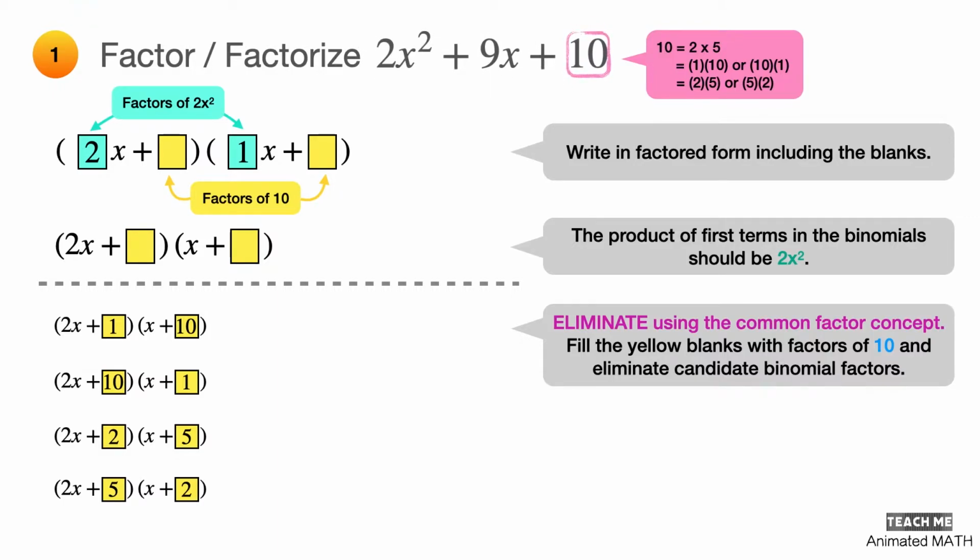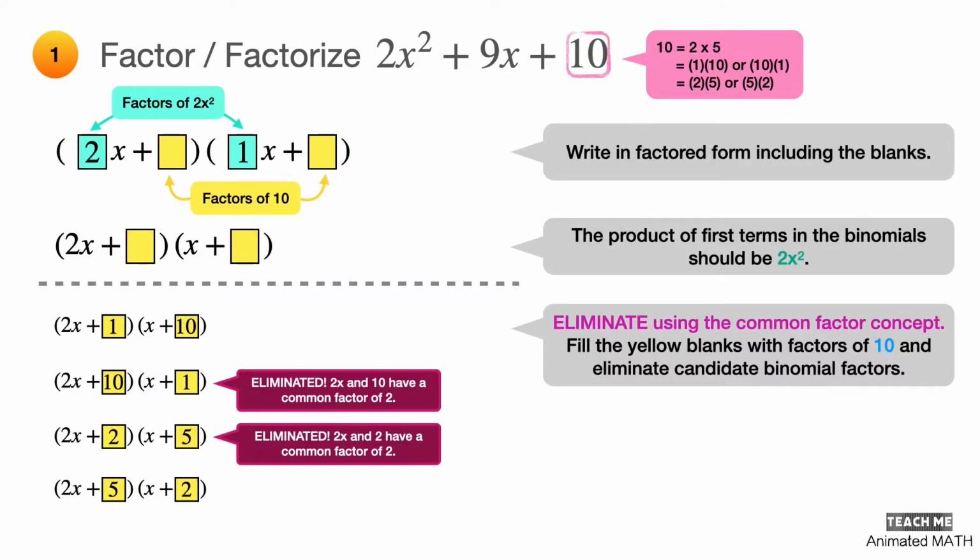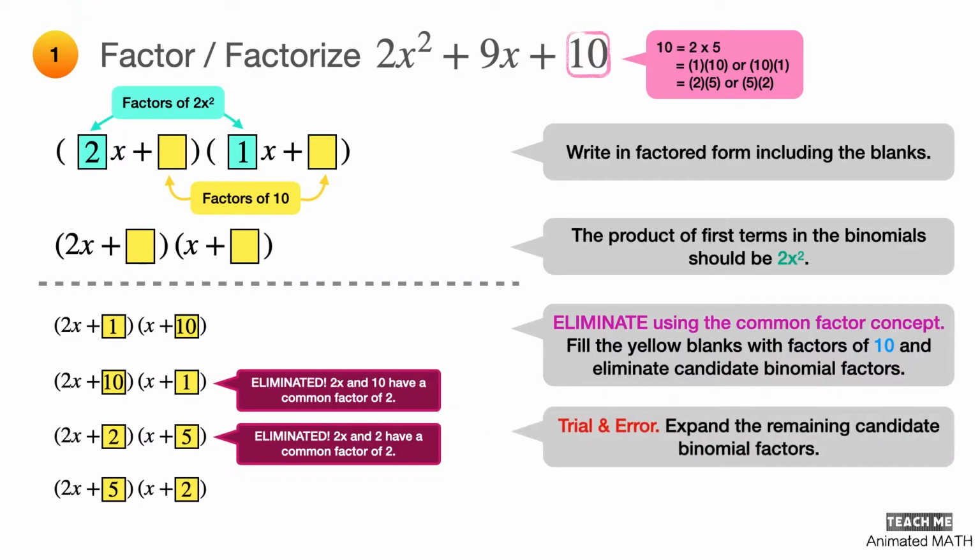from 1 as well. If you inspect the second and third candidates, you can see that there are common integer factors. For the second candidate, 2x and 10 have a common factor of 2, and for the third candidate, 2x and 2 have a common factor of 2. This process allows us to eliminate candidate factors without doing polynomial multiplication. Amazing, isn't it? Now, we can proceed to the trial and error method for the remaining binomial factors.